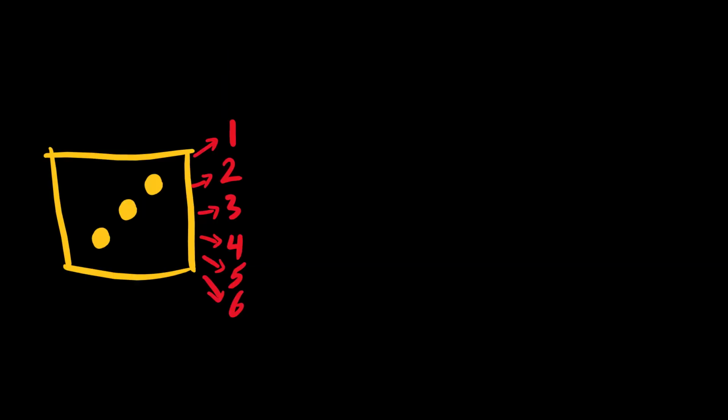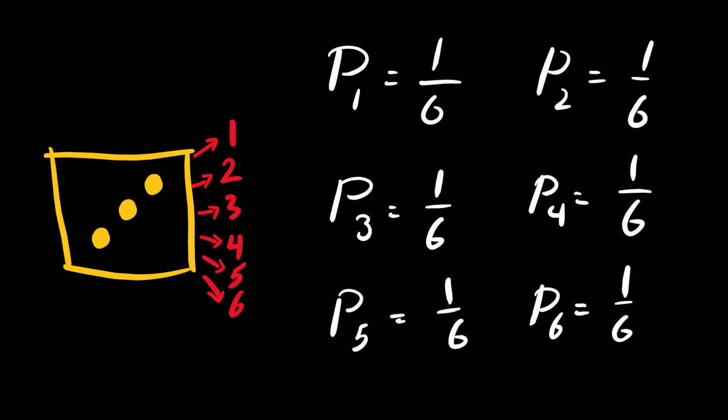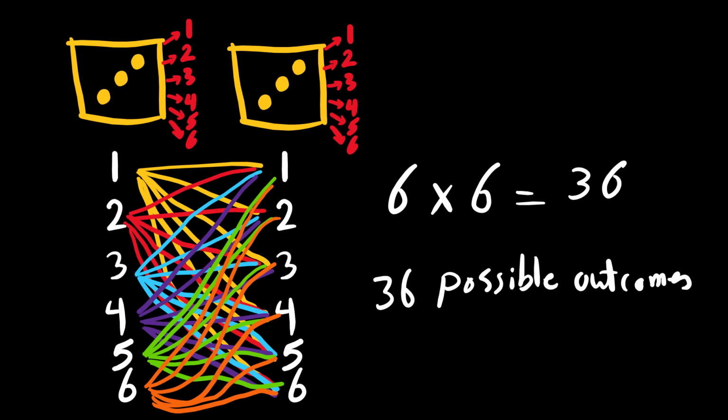For a dice, we have 6 possible outcomes, and the probability for each outcome is 1/6. If we have 2 dices, for each dice we have 6 possible outcomes. So there are 36 possible outcomes for throwing 2 dices. Now look at this diagram.